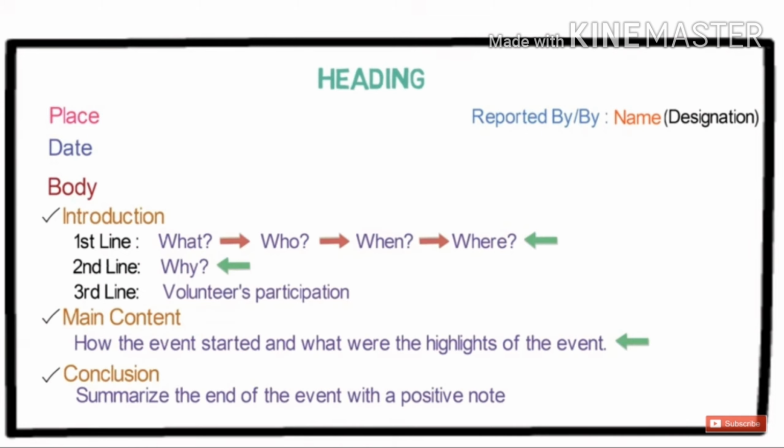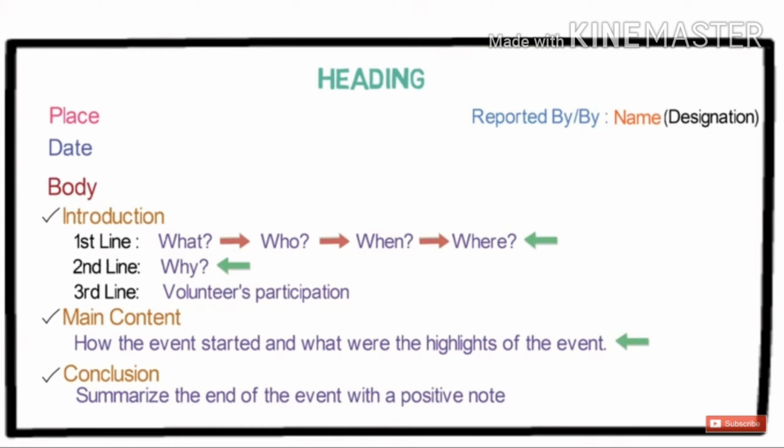Then the fourth point is, in the left hand corner, write the place of the event, and below that the date on which the report is written. Keep this in mind. Then the last one is, after that the body of the report needs to be written. The body of the report is divided into three sections. First is the introduction, then the main content, then the conclusion.